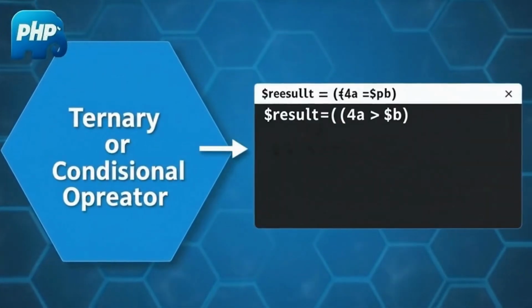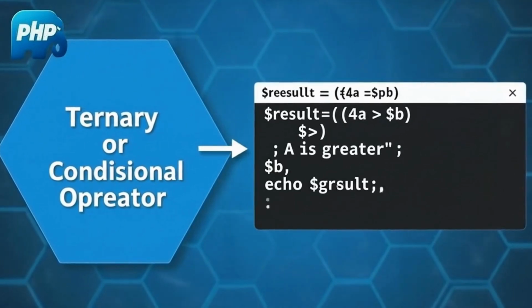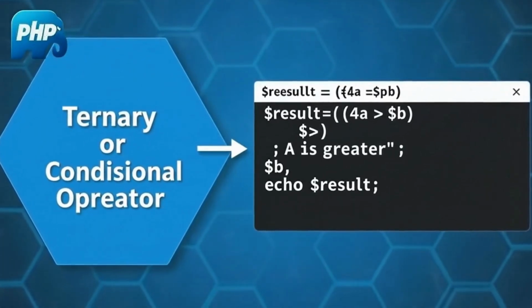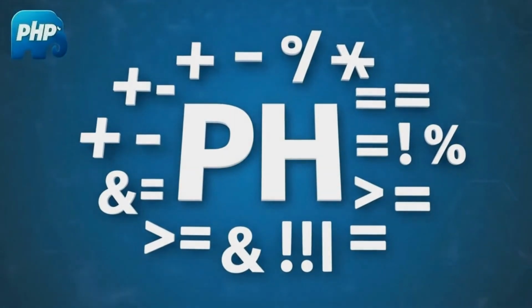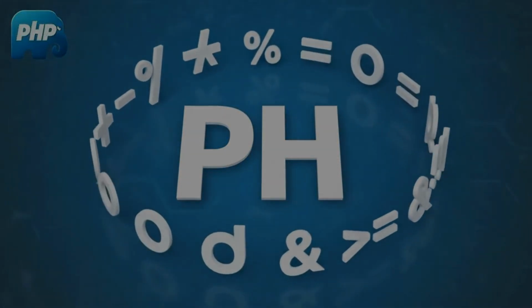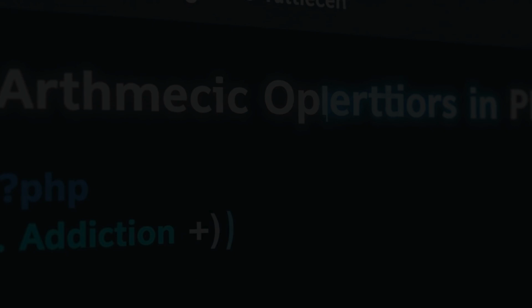The ternary operator is a short form of if-else condition. It helps make your code cleaner. So to summarize, operators in PHP help us perform calculations, make decisions, compare data, and assign values efficiently.